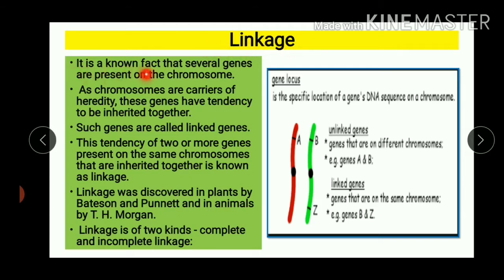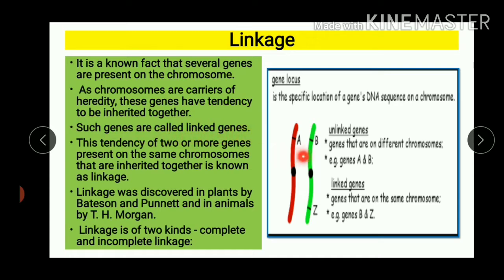It is a known fact that several genes are present on chromosomes. As chromosomes are carriers of heredity, these genes have a tendency to be inherited together. Such genes are called linked genes.